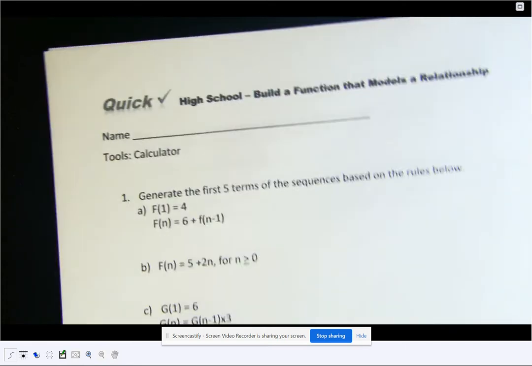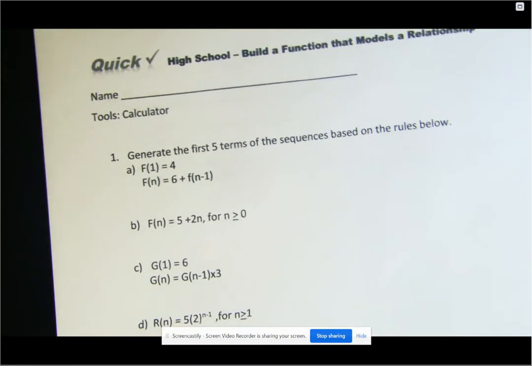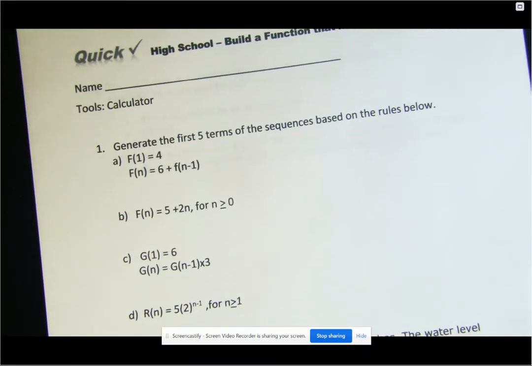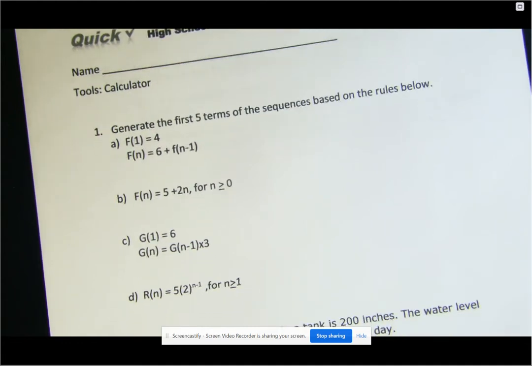Hi everybody, it's Miss Austin and I'm going to be going over this worksheet on sequences. We are reviewing arithmetic and geometric sequences and we are looking at how to write them recursively and explicitly. So for number one, we have to generate the first 5 terms.